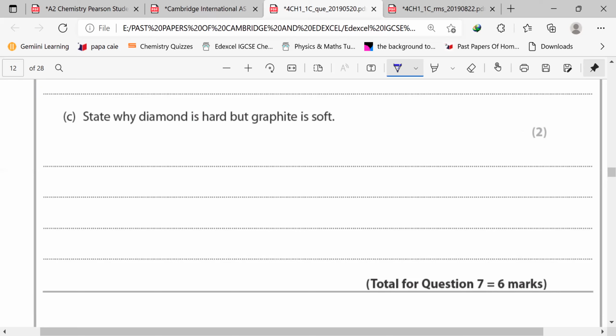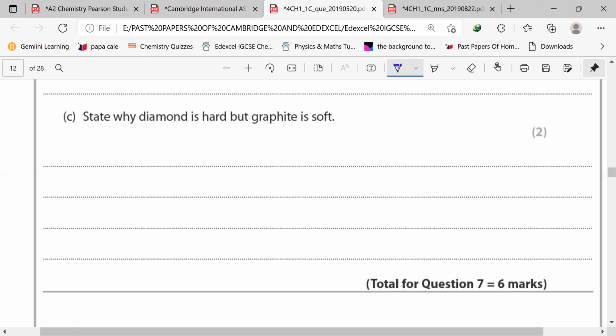The layers can slide past each other, which means graphite layers can slide over each other. Therefore, it is soft. Diamond is a giant covalent structure with all of its carbon atoms connected to each other with covalent bonds, which means that it won't break easily because of those covalent bonds.